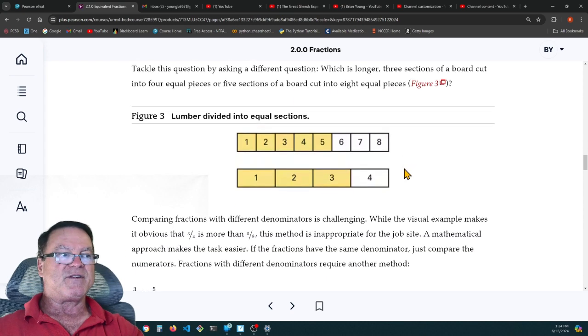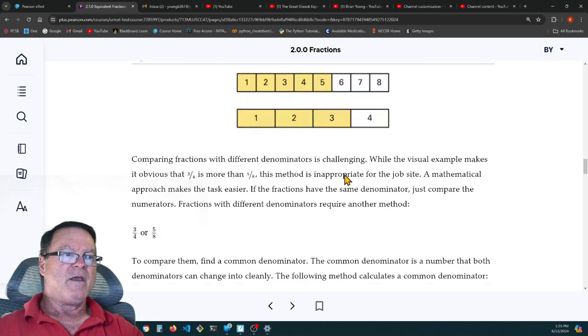into 8 equal pieces? So here are 2 boards that are the same length. They took the board on the bottom here and they cut it into 4 equal pieces. 3/4 is shaded in yellow. The top board they cut into 8 equal pieces and they shaded 5/8. And you can see 3/4 is larger than 5/8.